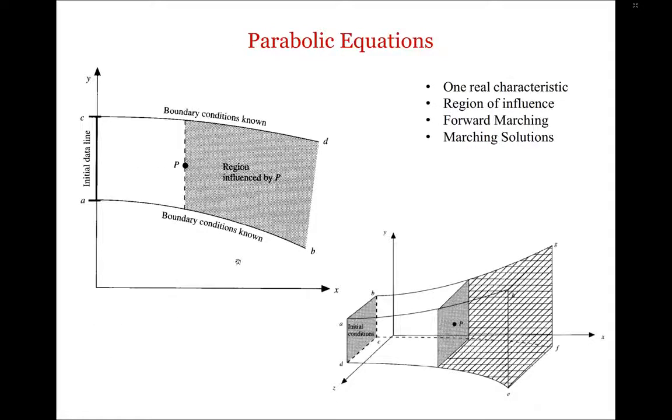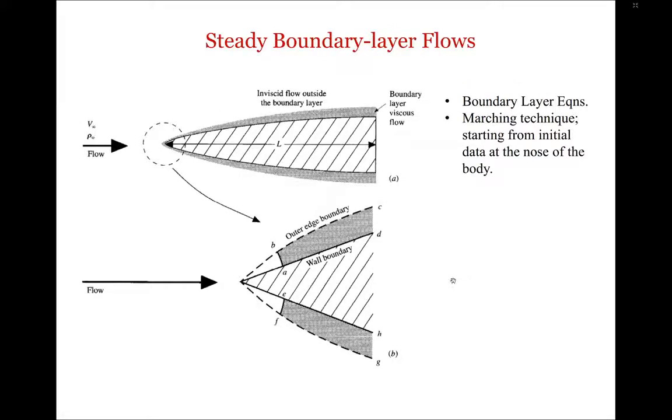Now, parabolic equations. In parabolic equations, there is one real characteristic, a region of influence, forward marching, and marching solutions. So initial data and boundary conditions are known, and this is the region of influence. Steady boundary layers are basically the boundary layer equations. It is a marching technique, starting from initial data at the nose. Here there is inviscid flow outside the boundary layer and viscous flow in the boundary layer.